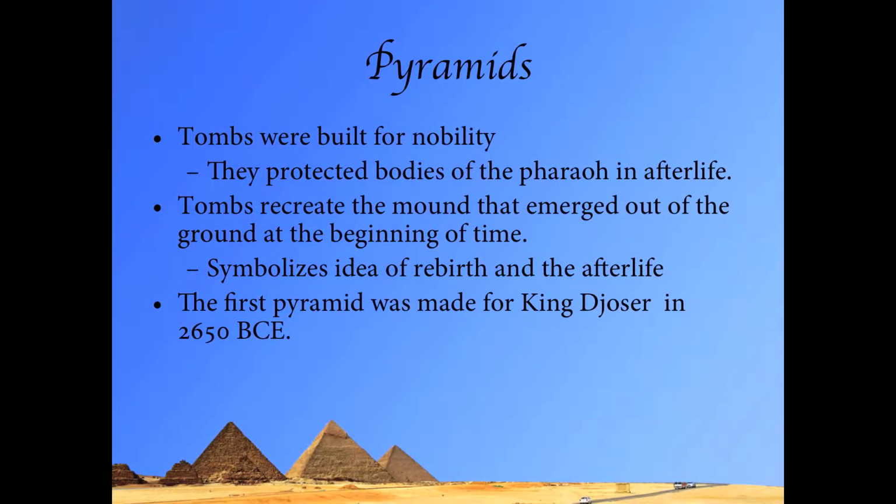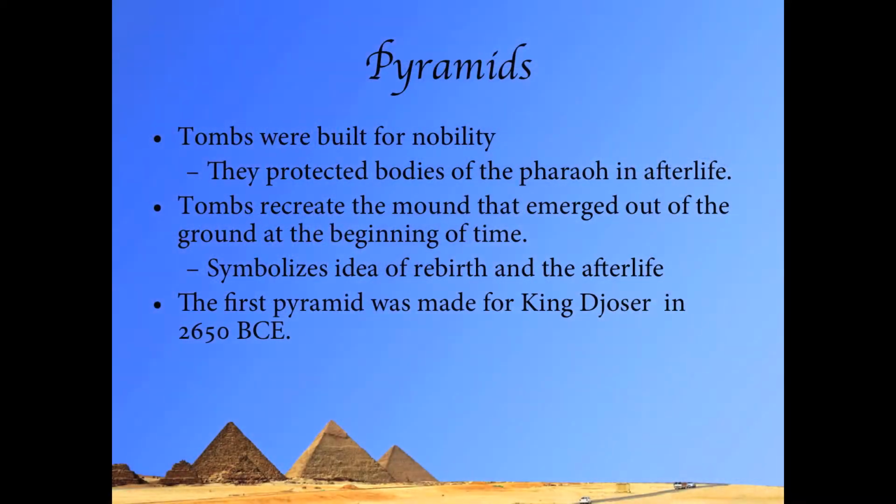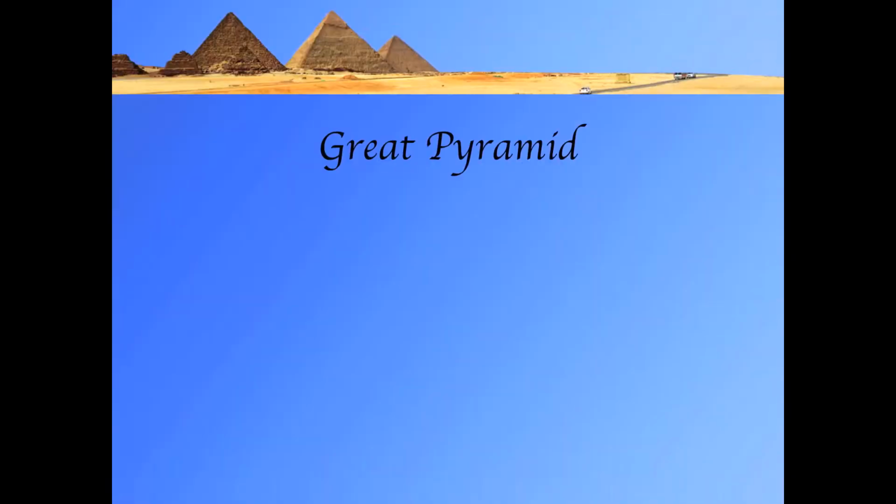The three largest and best preserved of these were built at Giza at the beginning of the Old Kingdom. The most well-known of these pyramids was built for the pharaoh Khufu. It was known as the Great Pyramid. The pyramid recreates the mound of earth that emerged from the ground at the beginning of time according to Egyptian mythology. This shows the importance of rebirth and afterlife in Egyptian religion.